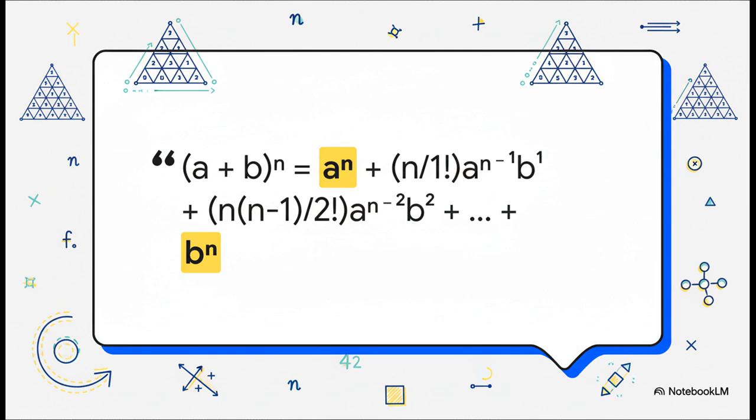The powers of A go down, the powers of B go up. The only new bit is that complicated-looking fraction at the beginning of each term. That's the part that uses factorials to calculate the coefficient, to find the number from Pascal's triangle directly. This thing is the engine that lets us jump to any row we want.